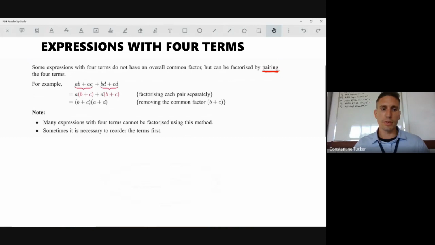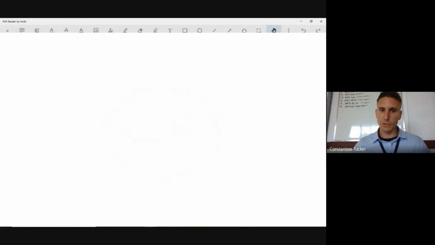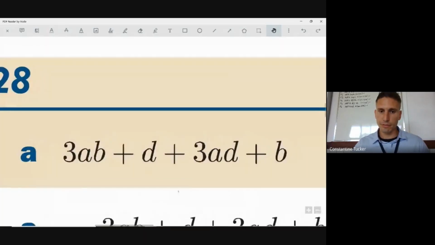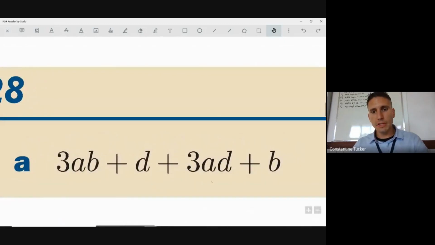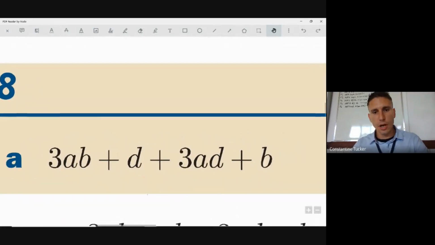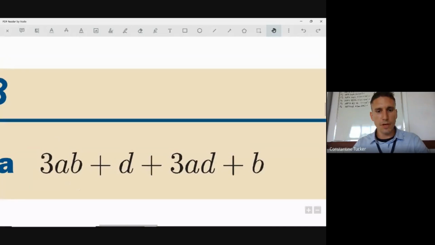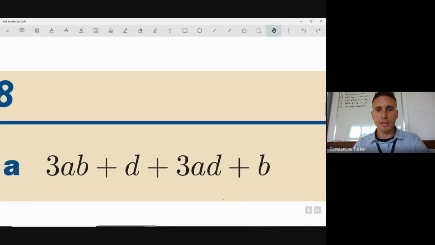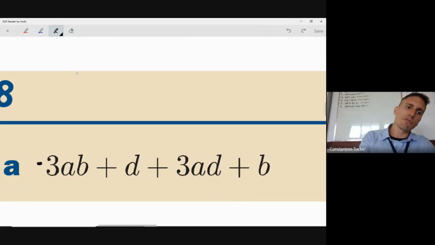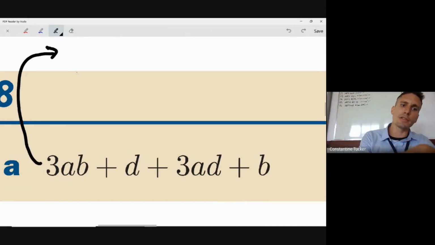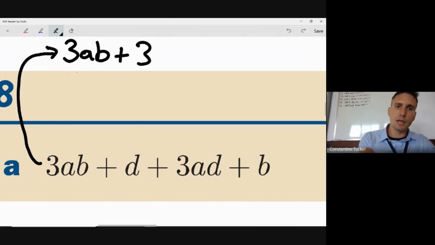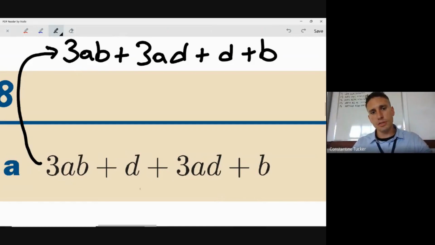So let's start with 28a. Let's have a quick look at this. Basically here, it looks like this first term 3ab and this third term 3ad do have something in common. So what I would do in this case is I would actually rewrite this problem as 3ab plus 3ad plus d plus b. So all I did is I just swapped the order.